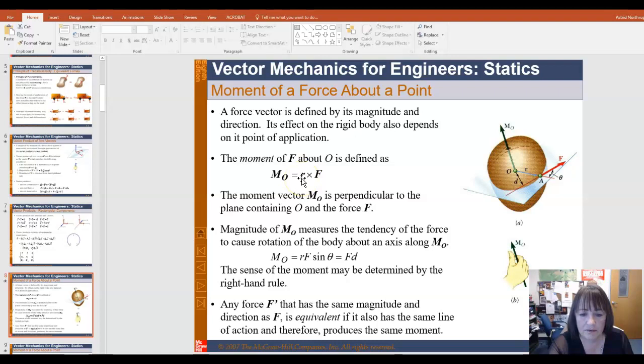But it's going to be R, the distance from O to that point, crossed with F, which is F sub X i, F sub Y j, F sub Z k. The moment is perpendicular to the plane containing O and the force. That's always, once again, getting back to that perpendicular nature. And the magnitude measures the tendency of the force to rotate. So you always see they draw pictures of a person's hand with the moment, the vector of the moment, M sub O, showing its direction. She is curling her hand this way, and the thumb is pointing up, indicating a positive moment.